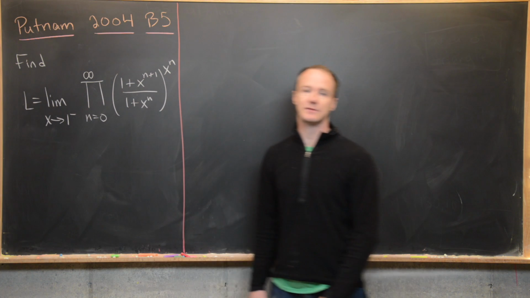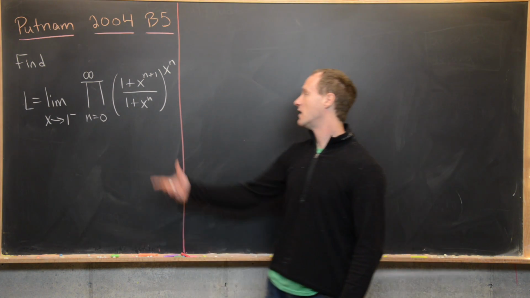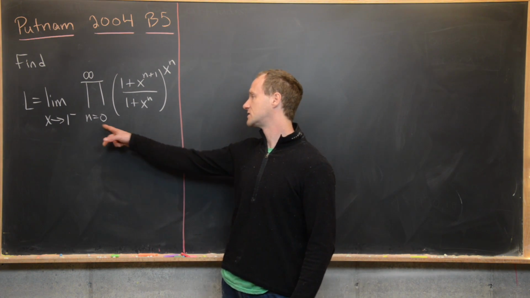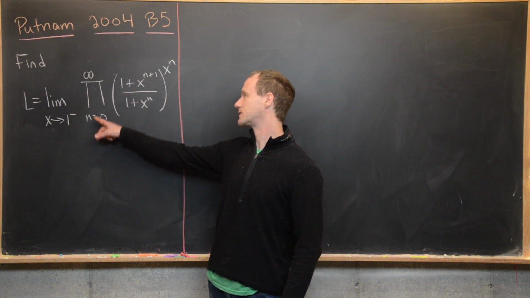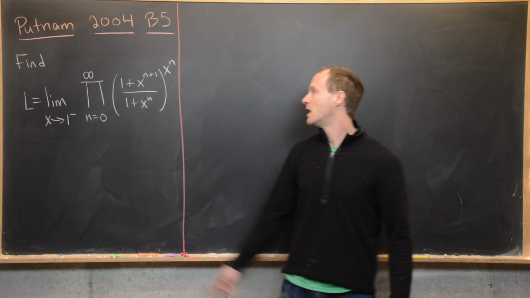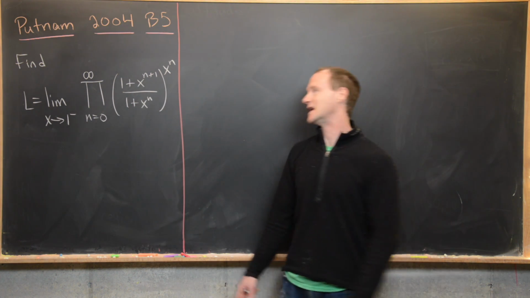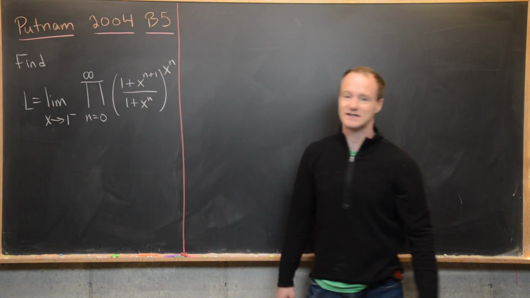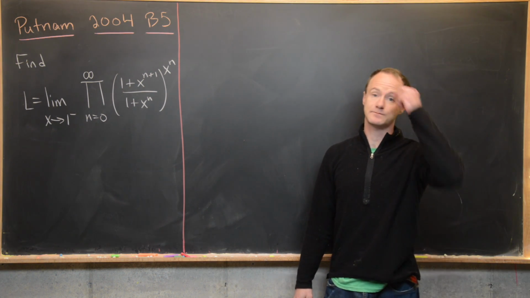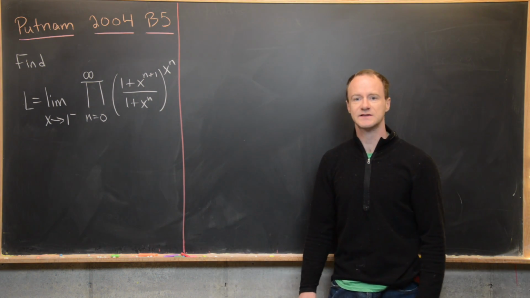Okay, so our goal is to find the limit as x goes to 1 from below, so that's what this little superscript of a minus sign means, of the following infinite product. So we've got the product as n goes from 0 to infinity of (1 plus x to the n plus 1 over 1 plus x to the n), and all of that is raised to the x to the n power.